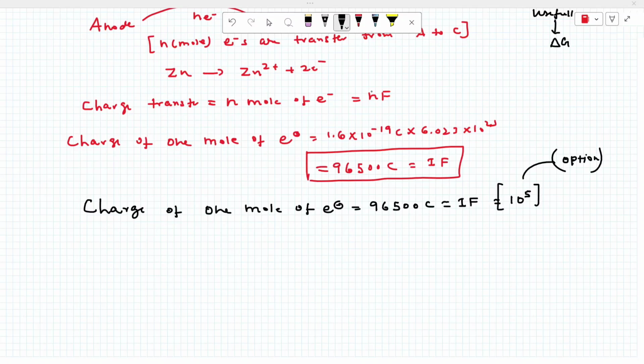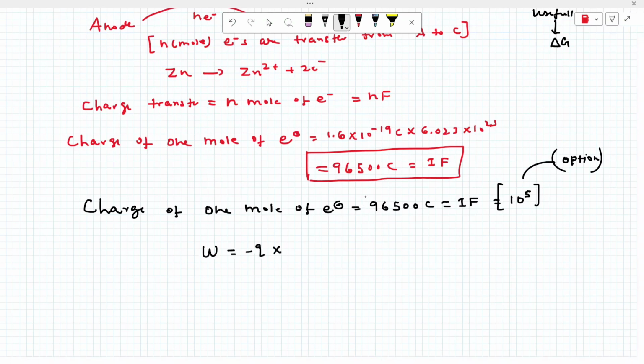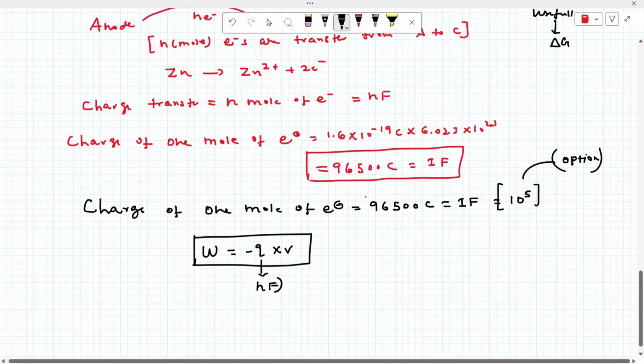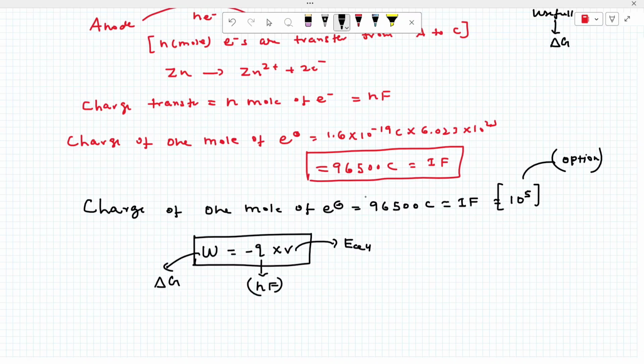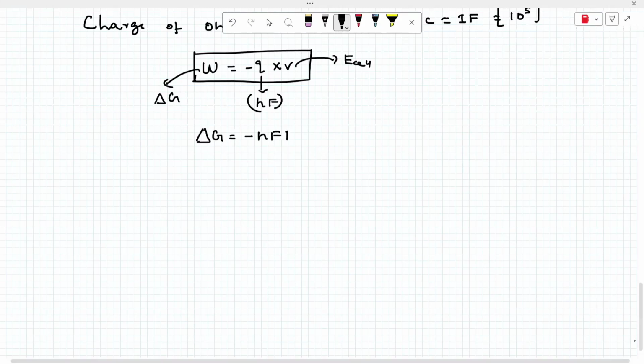Okay. Now, the concept. What is the working formula? W is equal to minus Q into V. W is work, Q into V. What is Q, the charge? That is nF. V is the potential difference, the E cell value. What is the work? Delta G. Therefore, what is the formula now? Delta G is equal to minus nF E cell. That is the formula.